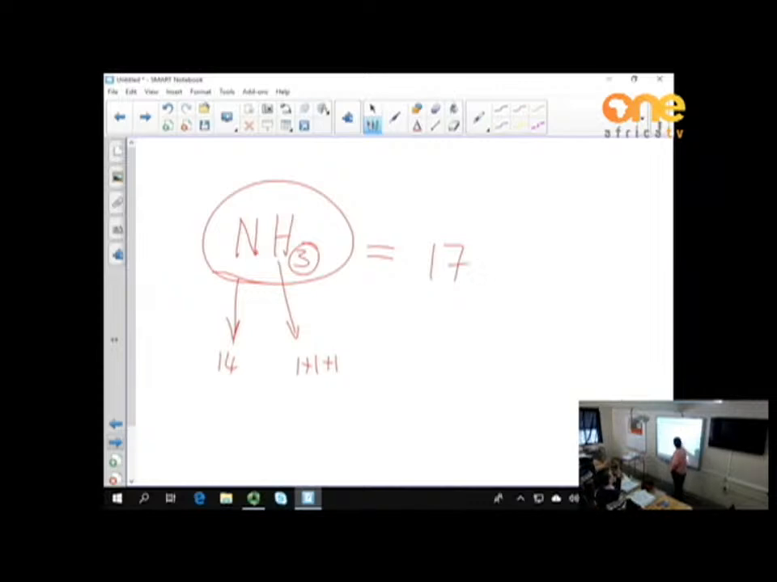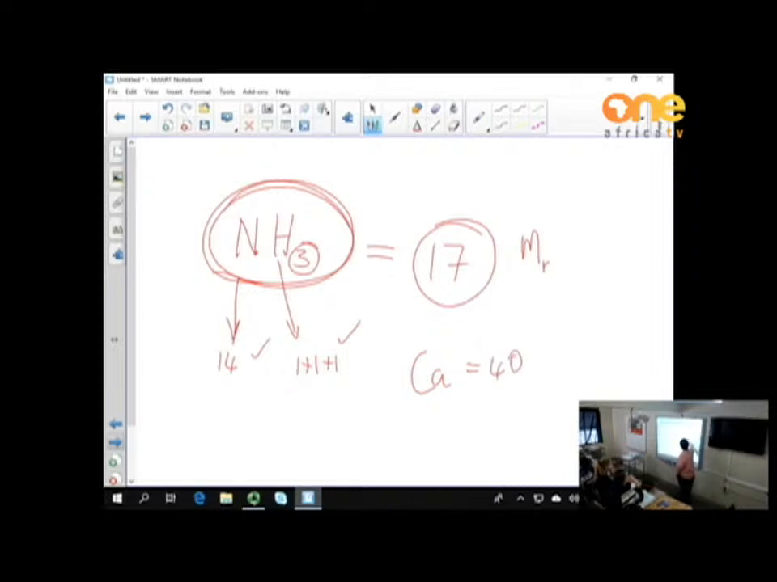So why don't we refer to it as its relative atomic mass? Why do they refer to it as the relative molecular mass? Yes, because I have a molecule. I do use the relative atomic masses, but in the end, this total is the relative molecular mass, MR. If I only had an atom, for example, calcium, would I say work out the molecular mass of calcium? No, I will say work out the relative atomic mass. Calcium has a mass of 40.